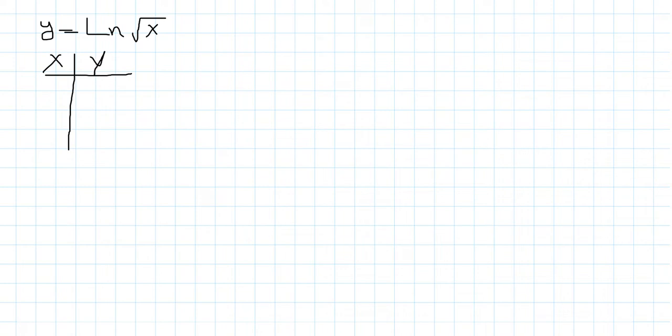Now let's do another example. y equal ln square root x. Okay, let's give some points. If x equal 1, y equals 0. If x equal 2, y equals 0.35. If x equal 3, y is 0.55.